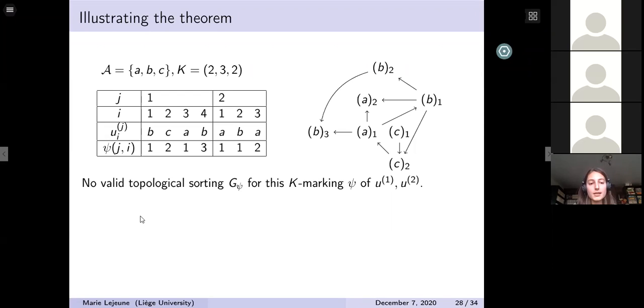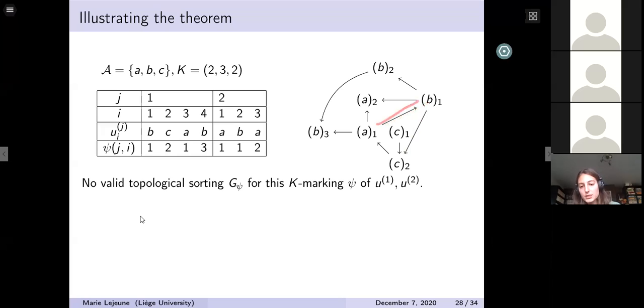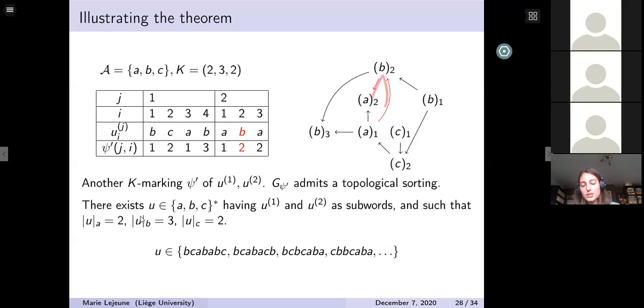So I still take the same K marking, and this was our associated graph. You remember there was a cycle here, so there is no topological sorting for this graph. But maybe there is another K marking of these words such that the associated graph is acyclic. In fact, if you just change here B1 into B2, you change these two edges into these two edges. So you break the cycle, and this graph is acyclic and admits a topological sorting.